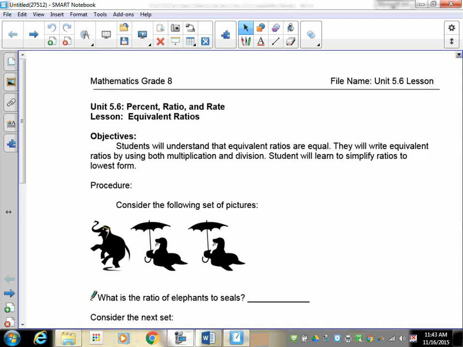Okay, welcome to lesson 5.6 on percent, ratio, and rates. In this lesson, we're now going to talk about equivalent ratios. The objective is that students will understand that equivalent ratios means that they're equal. They will write equivalent ratios by using both multiplication and division. So we're going to do some exchanging or converting. And you're going to learn to simplify a ratio to its lowest form in order to use them for comparisons.